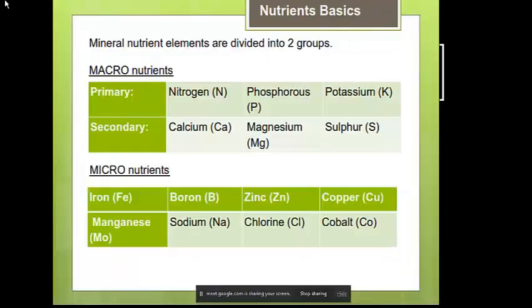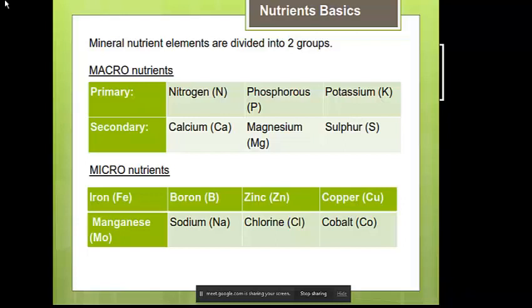Now we have discussed the micronutrients: iron, boron, zinc, copper, manganese, sodium, chlorine, cobalt. So how many are there in total? 4 or 8 micronutrients? And how many macronutrients? 6. Okay, so total 14. In macronutrients we can classify again the primary as well as the secondary.